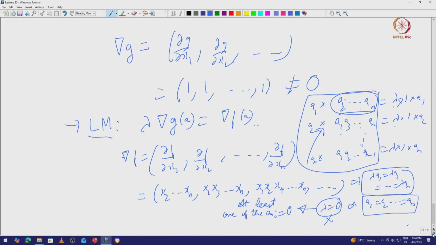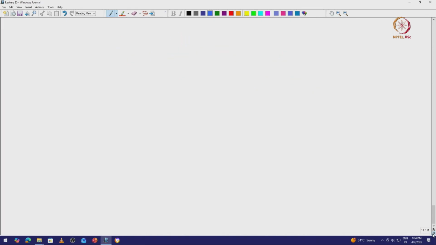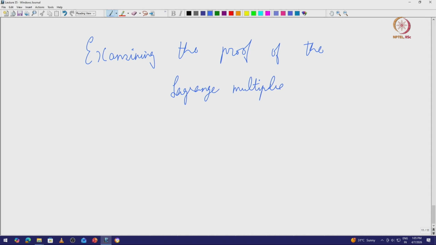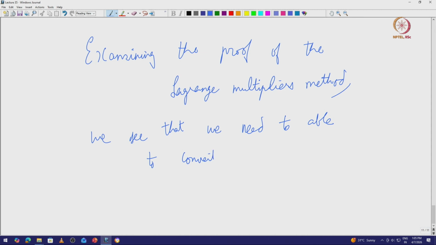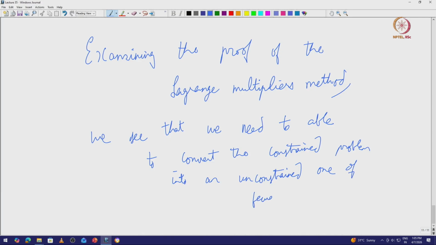Okay. Now the point is, if we examine the proof of this Lagrange's multipliers method, we see that we actually need to be able to convert the constraint problem into an unconstrained one of fewer variables. This is exactly what we did.